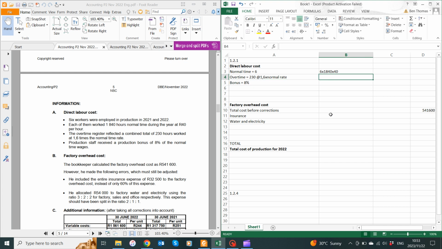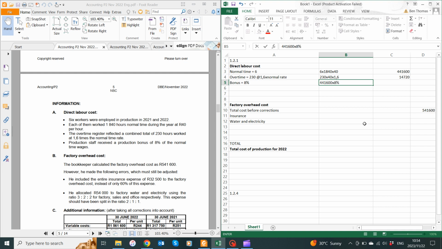If we want overtime, we're going to say 230 times 40 Rand, which is the normal rate, multiplied by 1.6, because that's the overtime rate. If we want to calculate the bonus, we actually need to do the normal time first. So 6 times 1,840 times 40 gives us 441,600. Then the sum for overtime is 230 hours multiplied by 40 multiplied by 1.6, which gives us 14,720.